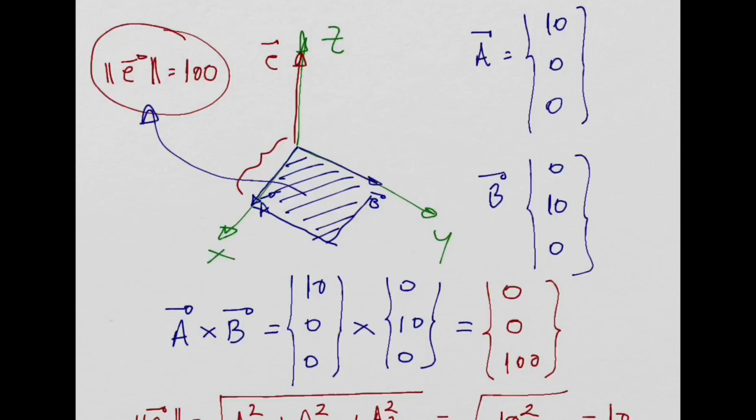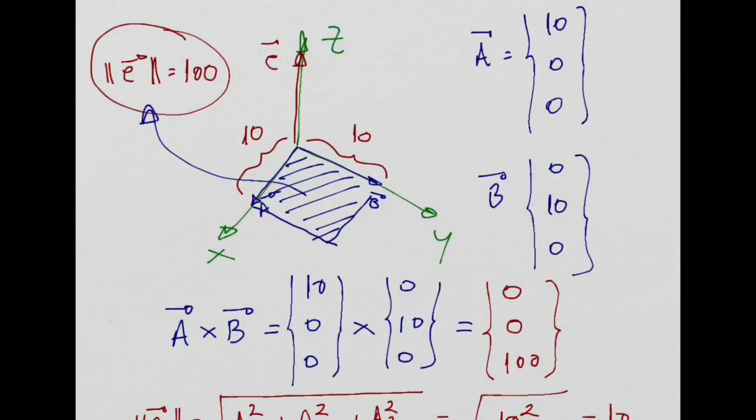So if this is 10, the length of my vector B, or the norm of vector B, is also 10. So this area is going to be 100. 10 times 10, which is the norm of vector C, the result of the cross product.